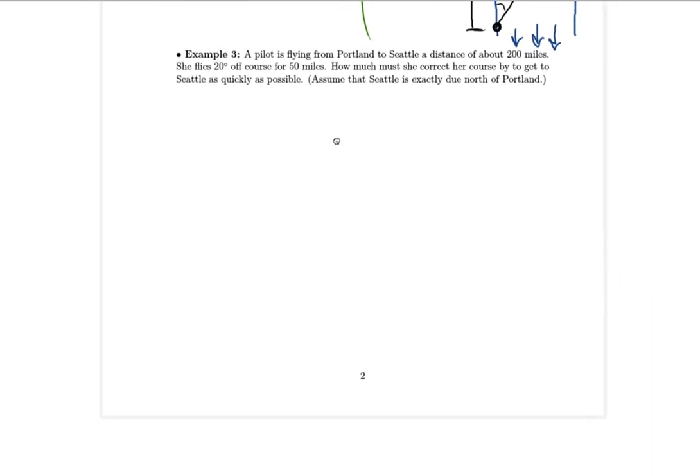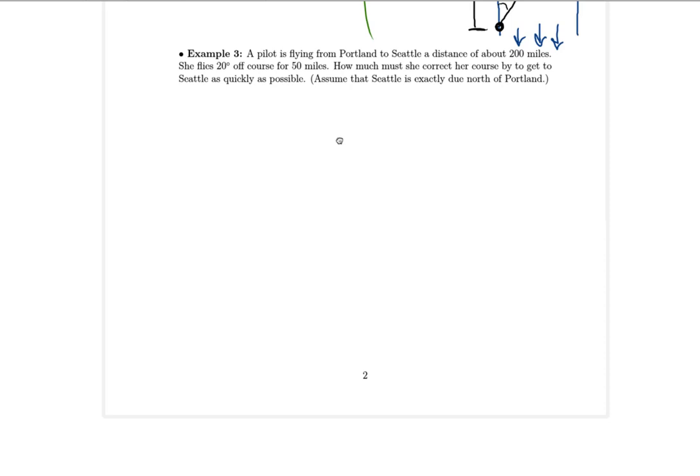All right, one last example here. We have a pilot flying from Portland to Seattle, a distance of about 200 miles. She flies 20 degrees off course for 50 miles. How much must she correct her course by to get to Seattle as quickly as possible? Assume that Seattle is directly due north of Portland, just to make things simple.